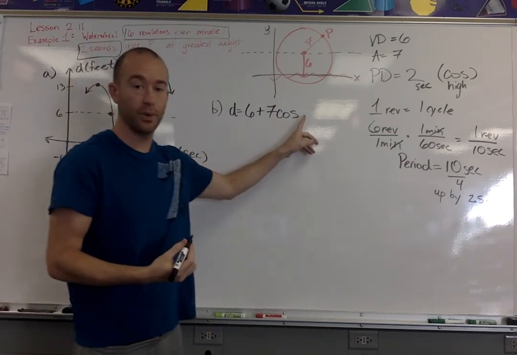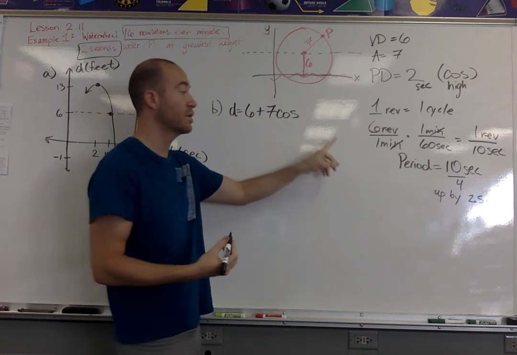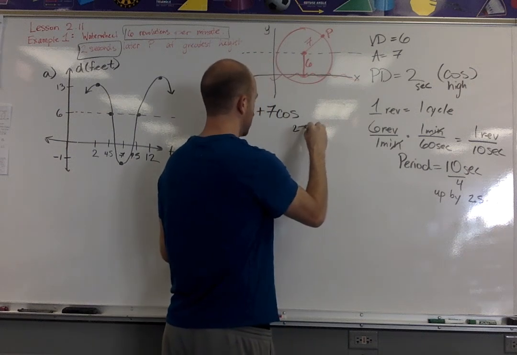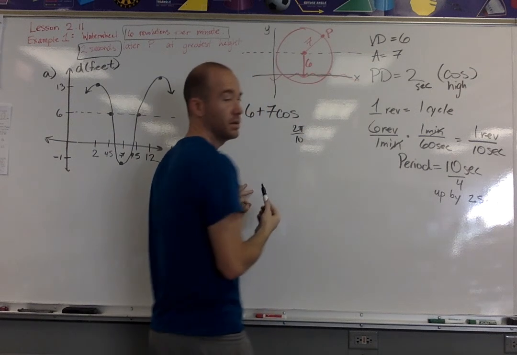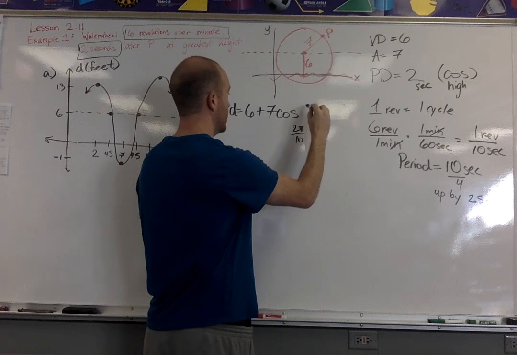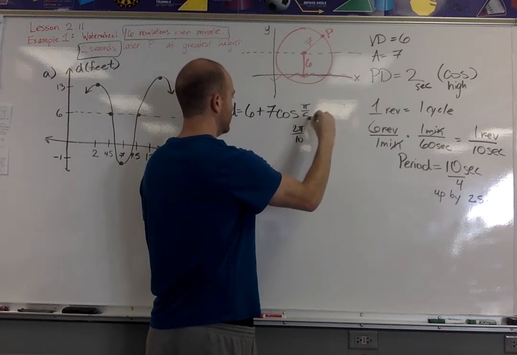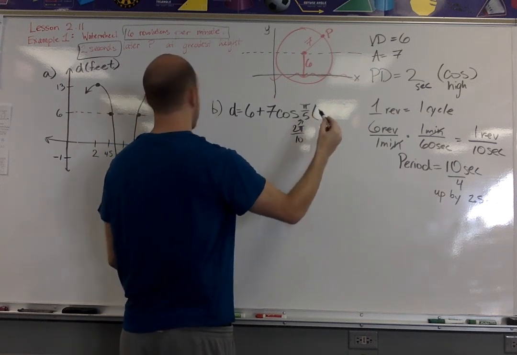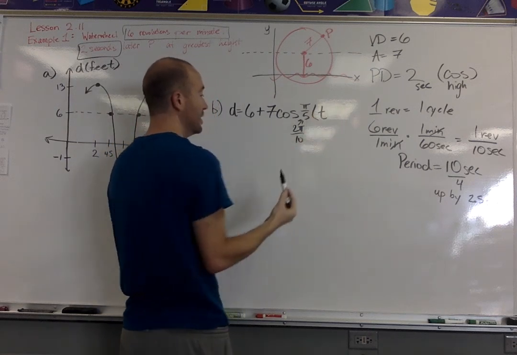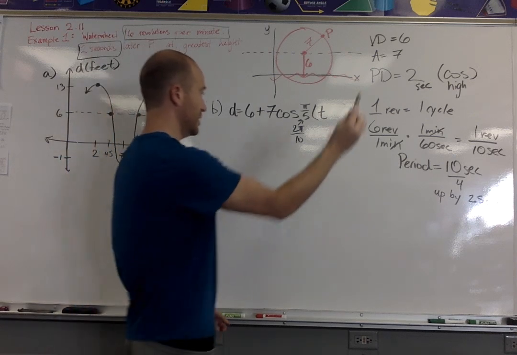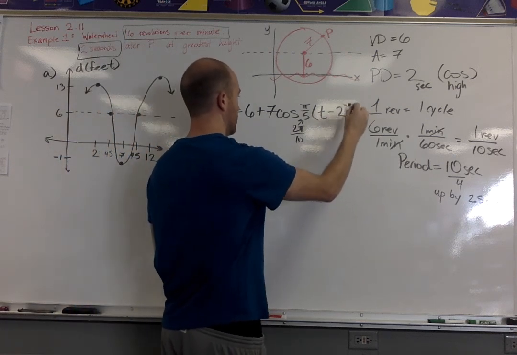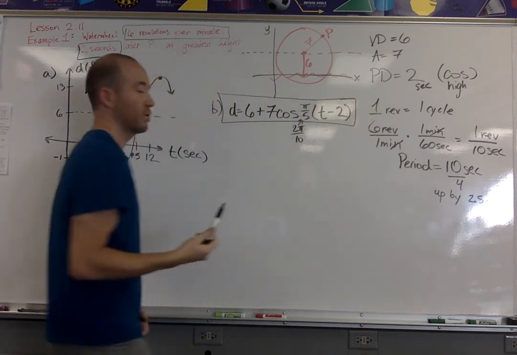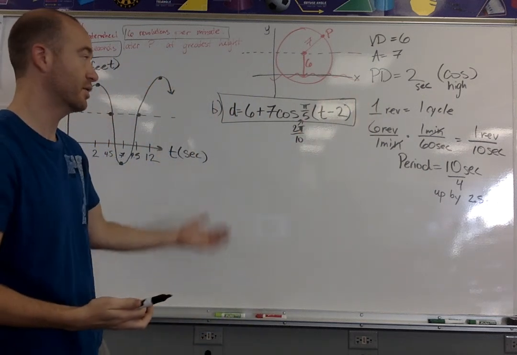Period, we're putting this in radians, so remember you're going to take 2 pi divided by your period. 2 pi divided by 10, 2 pi divided by the period, and we get pi over 5 for the b value. And then x, but here we're talking about time, so t, and then minus your phase displacement, which was 2 seconds. So this would be the equation, or the mathematical model that represents the real world problem.